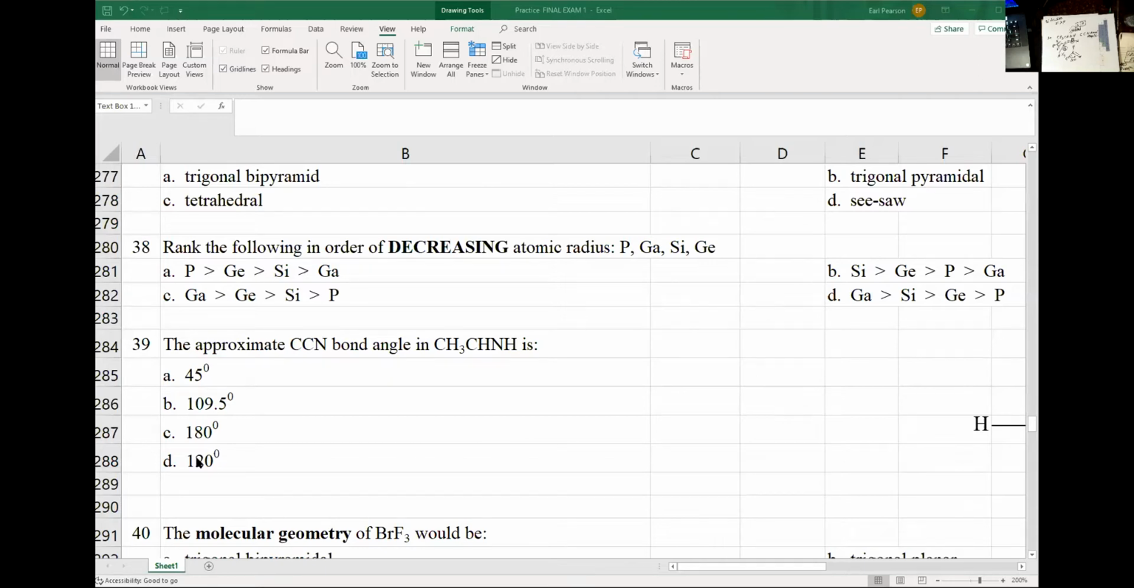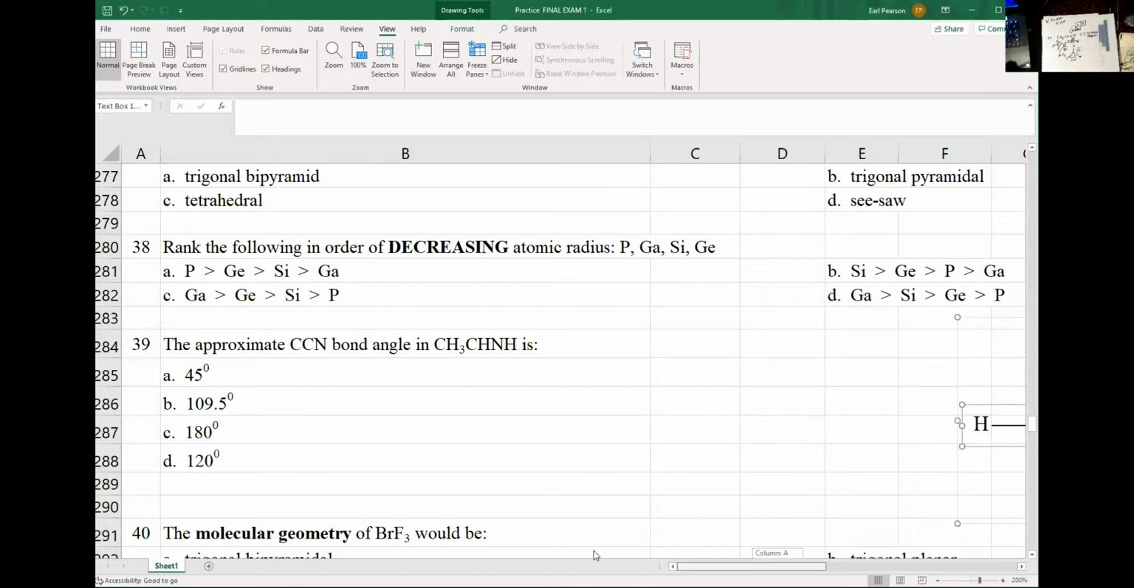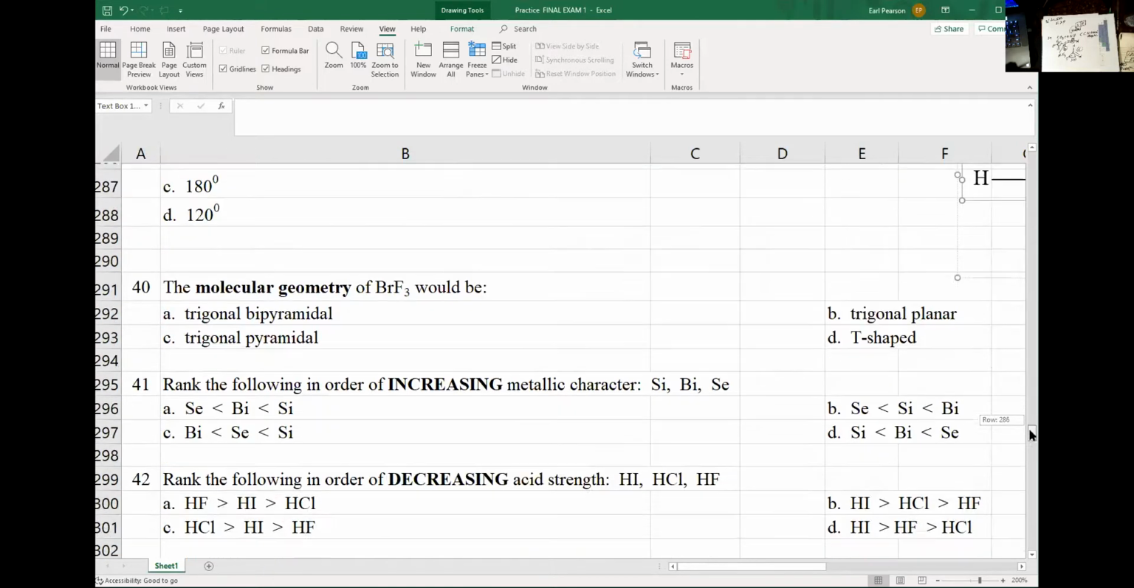120 degrees, that's D. Okay. Now let's look at the next one. What am I seeing over there on the side of this thing? Oh, do we give you that structure? Well, okay. That was nice. All right.